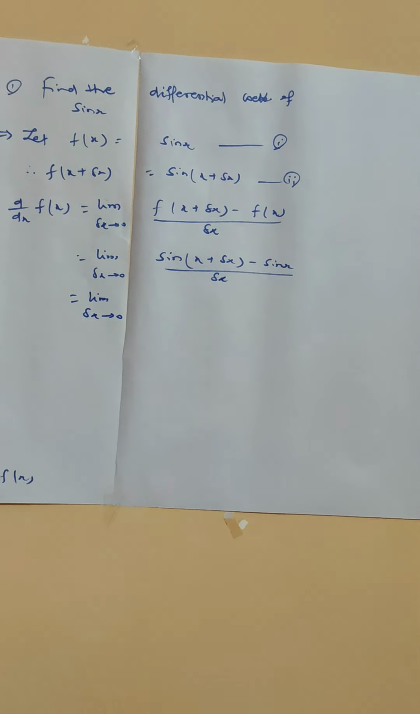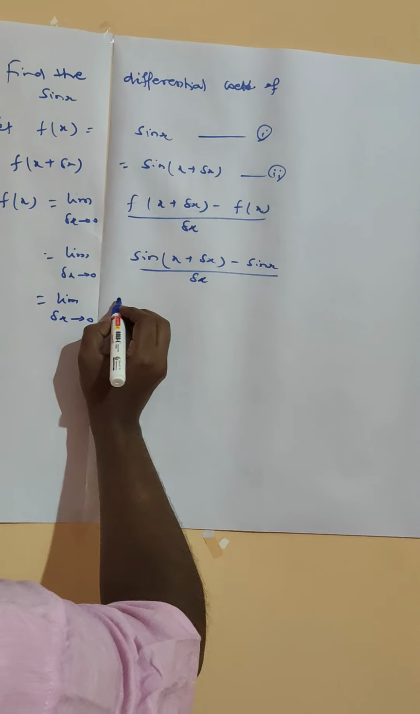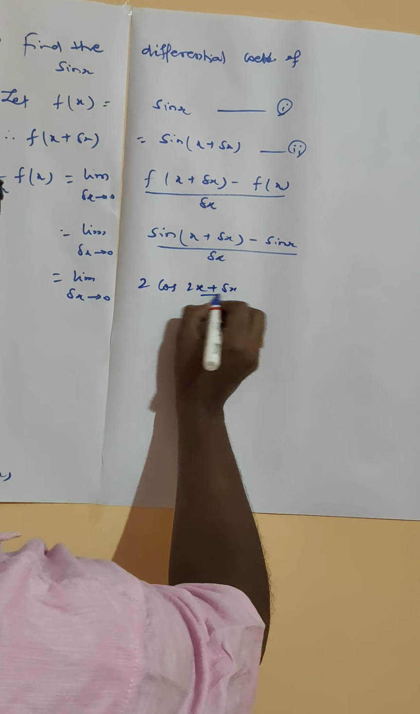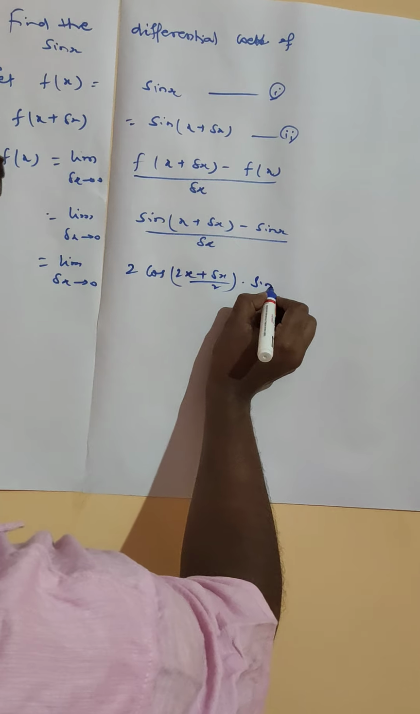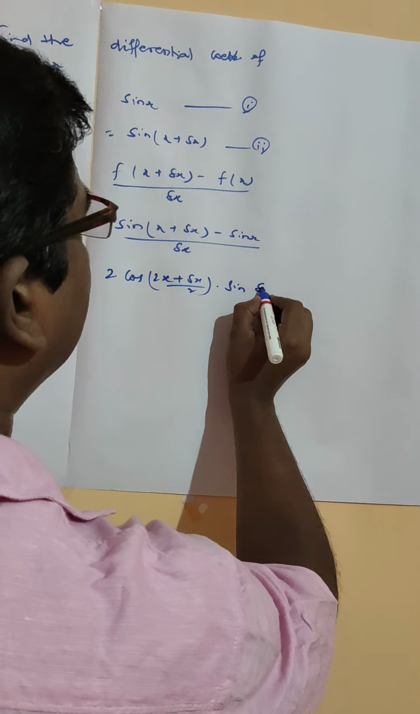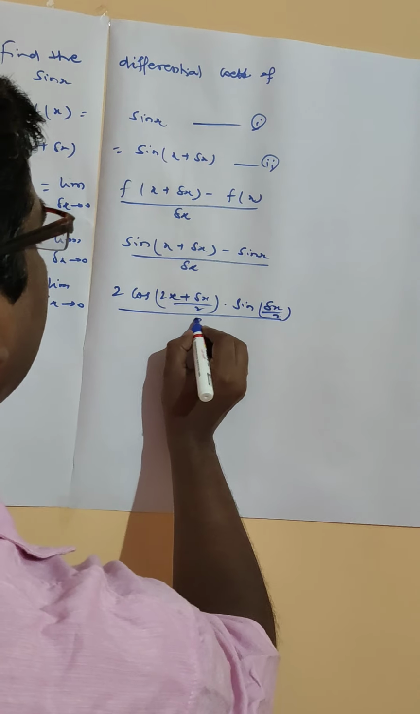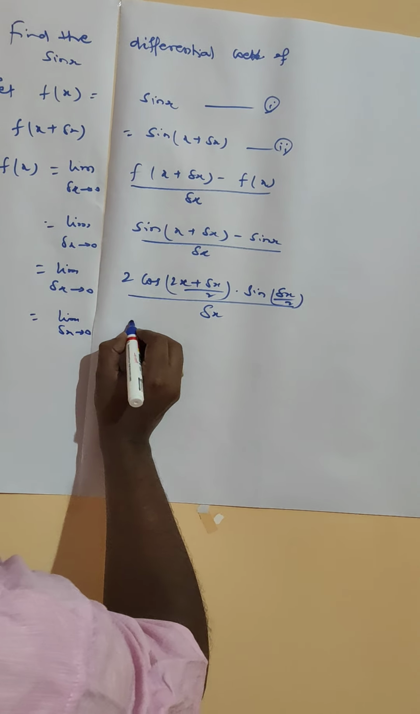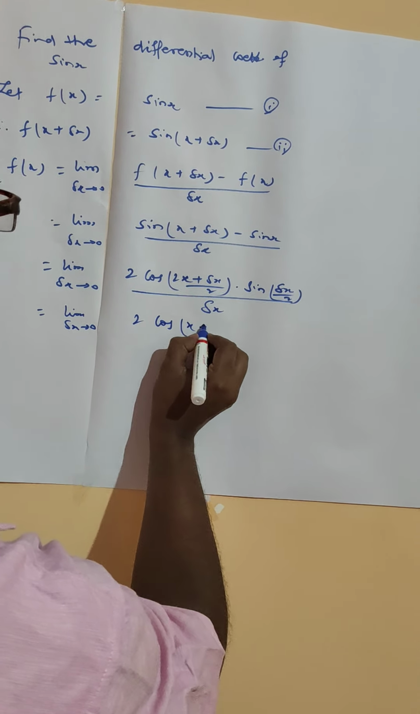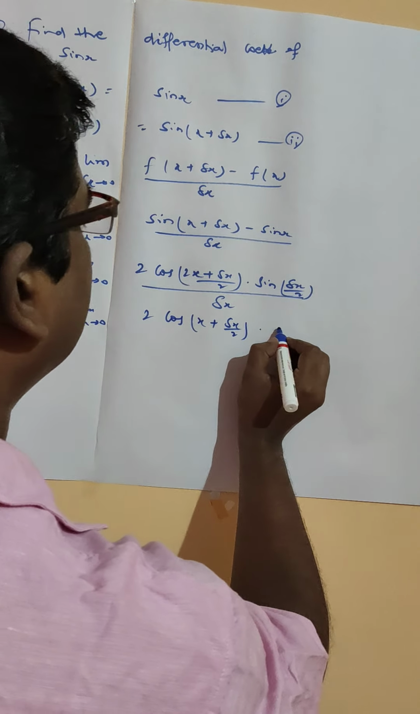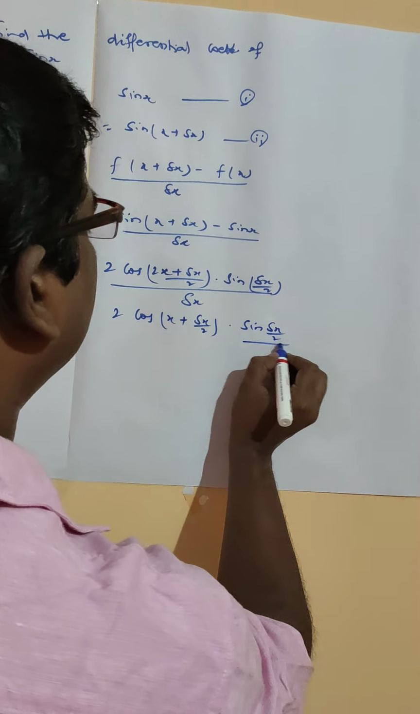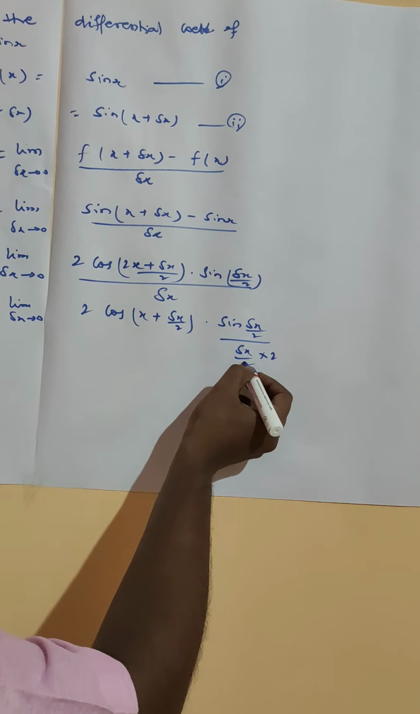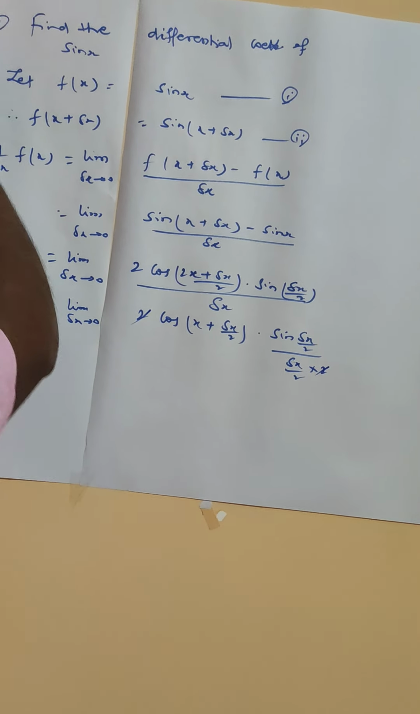Here, for sin c minus sin d, we can use the formula sin c minus sin d equals 2 cos of c plus d by 2 into sin of c minus d by 2. With c as x plus delta x and d as x, this gives limit delta x tends to 0, 2 cos of x plus delta x by 2 into sin of delta x by 2, divided by delta x by 2 into 2. Here we use the form sin theta by theta. The 2 cancels.